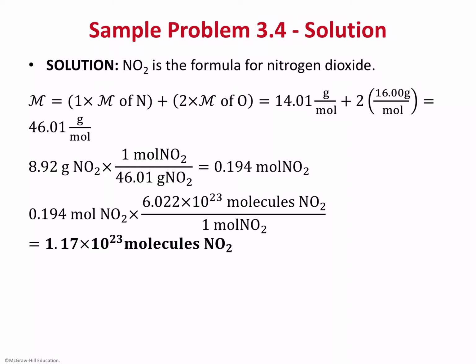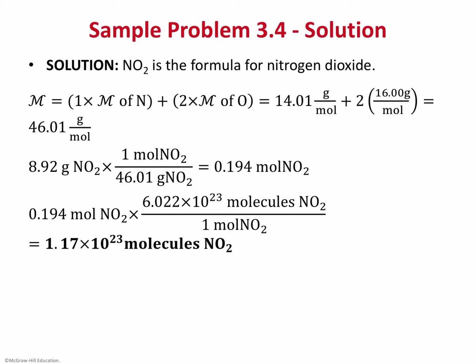First we need to find the molar mass of nitrogen dioxide. It is showing here how to calculate the molar mass. You already know there is 1 nitrogen, mass of nitrogen times 1, and 2 oxygens, mass of oxygen times 2. So 1 nitrogen is 14 grams per mole plus 2 times 16 grams per mole for oxygen. So the molar mass of NO2 is 46.01.